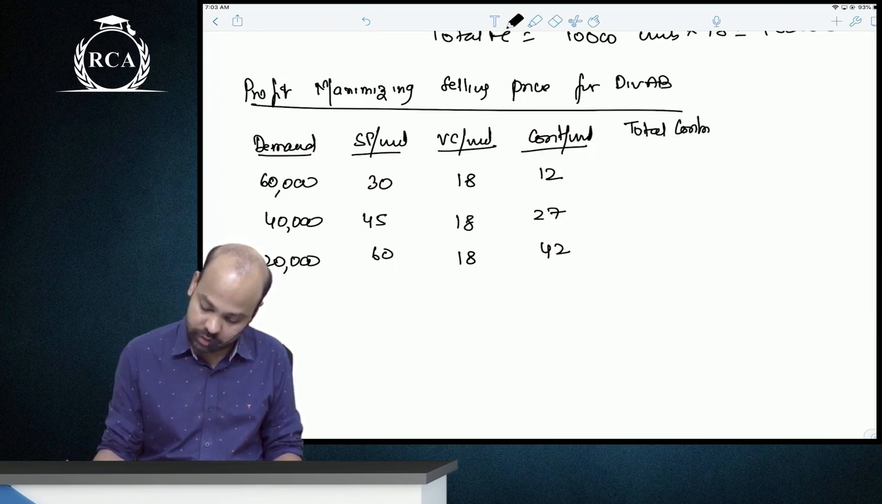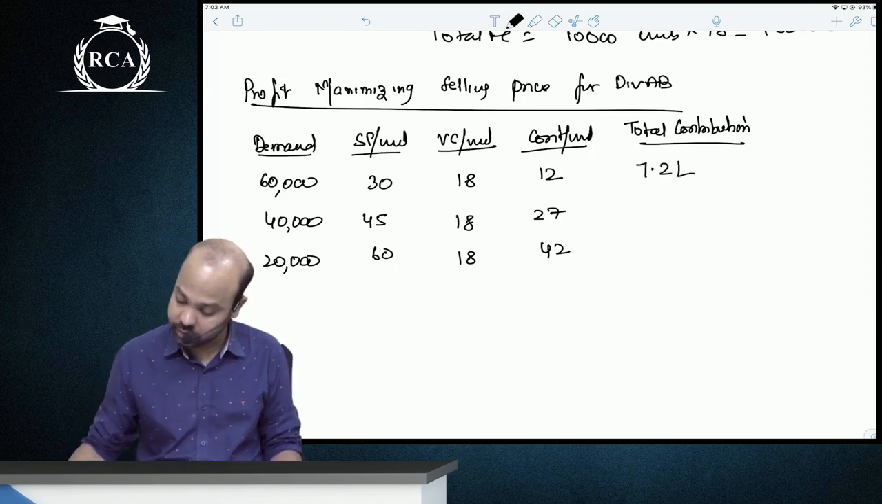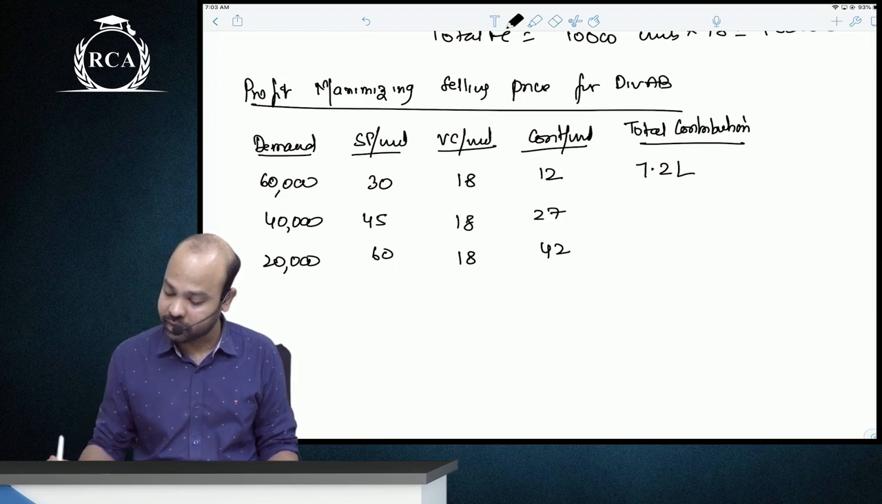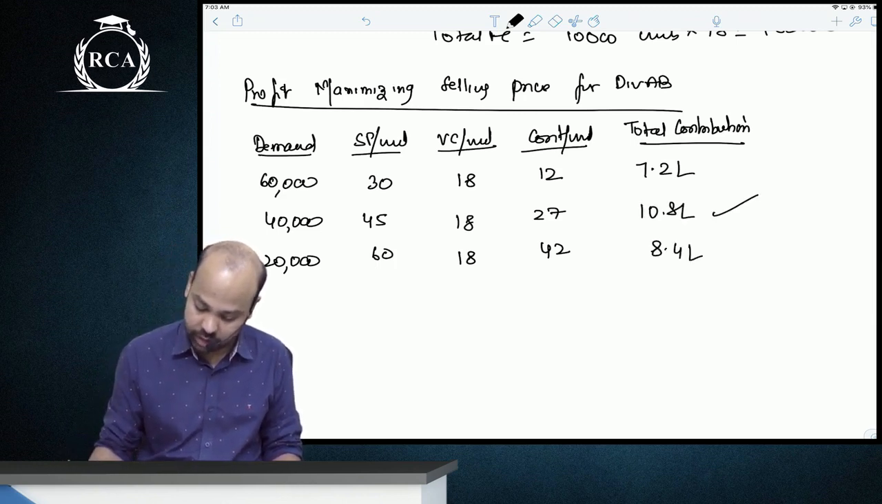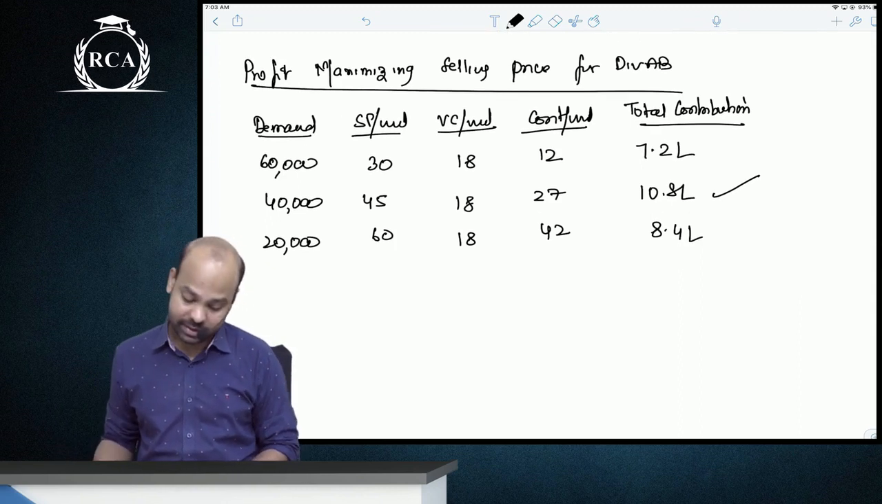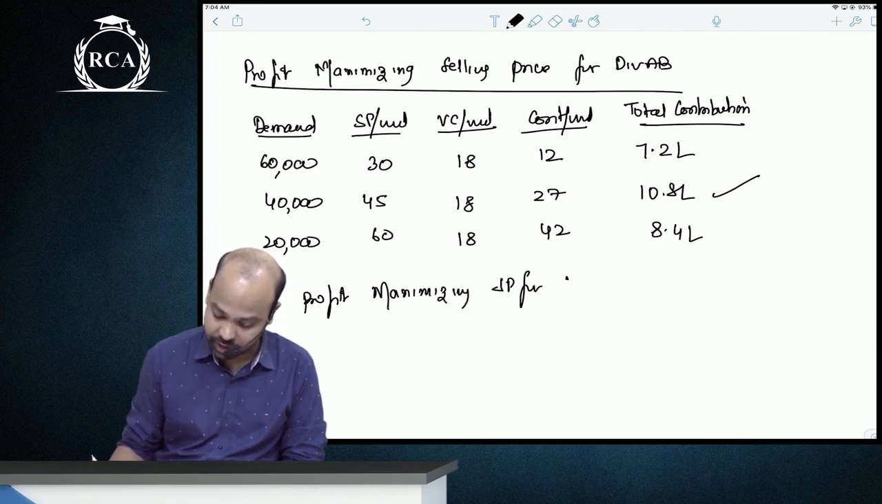Total contribution would be 7,20,000. 40,000 into 27 is 10,80,000. And 8,40,000. Undoubtedly, the profit maximizing selling price for division AB is 45 rupees only.